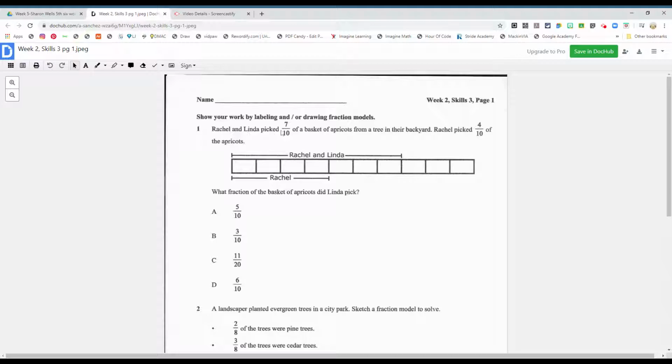Show your work by labeling and or drawing fraction models. Rachel and Linda pick 7/10 of a basket of apricots from a tree in their backyard. Rachel picked 4/10 of the apricots. What fraction of the basket of apricots did Linda pick? Okay, boys and girls, so we have two fractions.